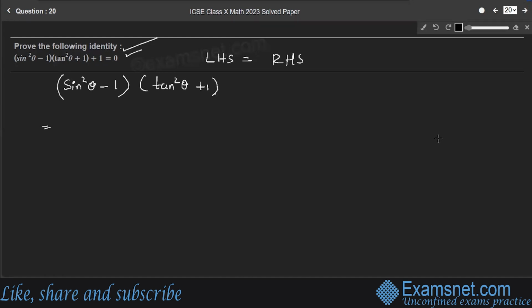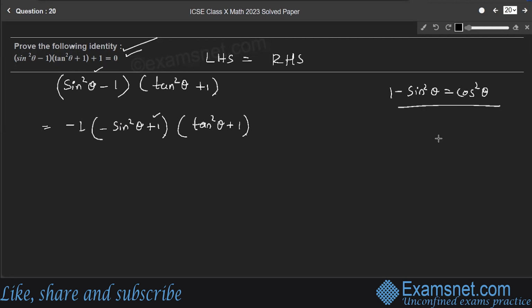Right? So, here we'll take out minus 1. So, from the first term, minus 1 into minus sine square theta plus 1. So, this sine square theta minus 1 becomes minus sine square theta plus 1, into tan square theta plus 1. Here it is 1 minus sine square theta. So, 1 minus sine square theta is equal to cos square theta, because cos square theta plus sin square theta is always 1.